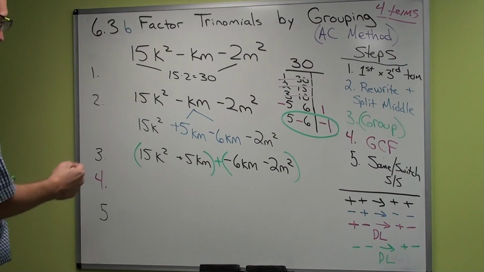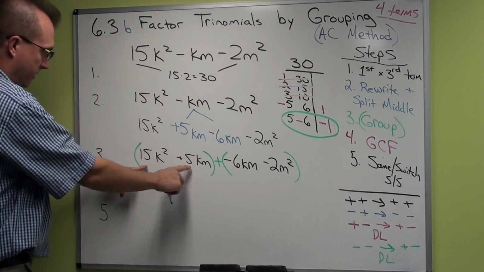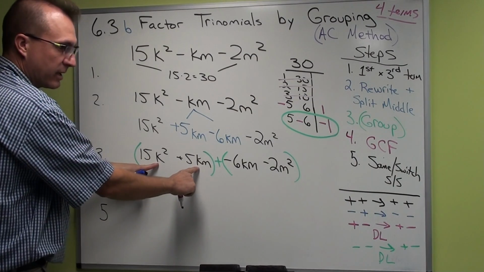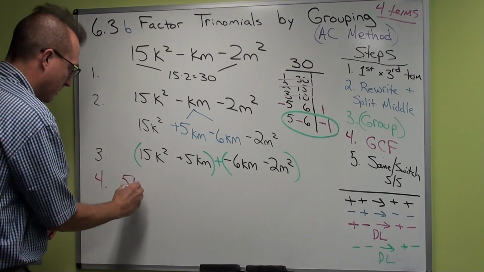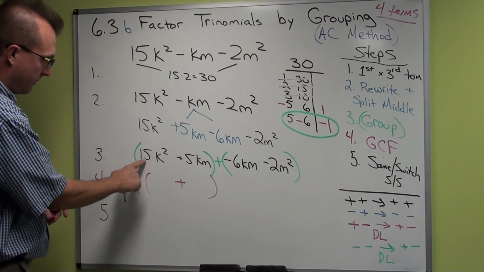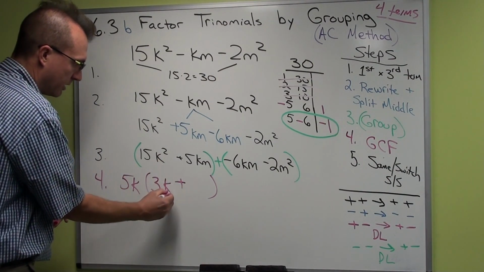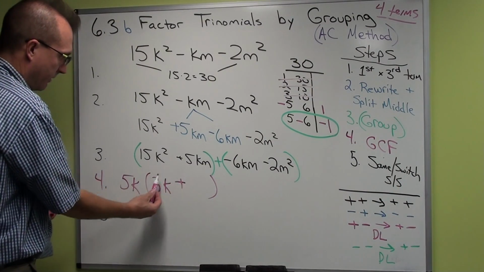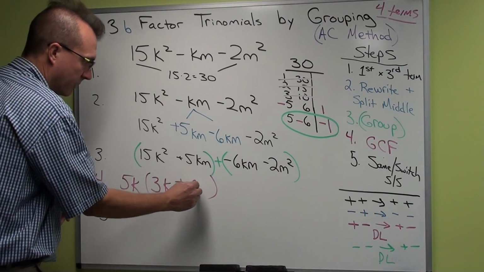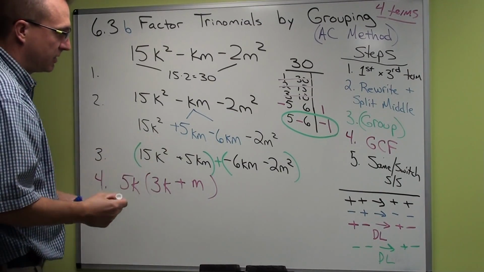Alright, now we do greatest common factor. So here we're going to pull out a 5. And we have k squared and km. So we can take a k out. 5k. It's like a race. Bring your sign down. 15 divided by 5 is 3. K squared divided by k is k. 5 divided by 5 is 1. K divided by k is 1. And then you just have an m left. Okay, that one's finished.